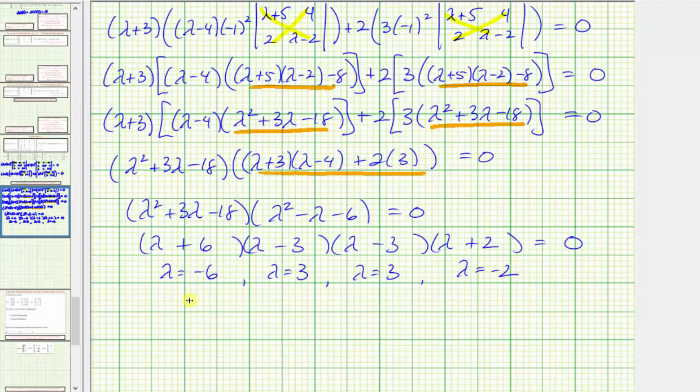So we actually have 3 eigenvalues, even though the eigenvalue of positive 3 has multiplicity 2. Let's get these in order from least to greatest. So we'll say lambda sub 1 equals negative 6, lambda sub 2 equals negative 2, and lambda sub 3 equals positive 3. But let's go ahead and make a note here. This eigenvalue has multiplicity 2.